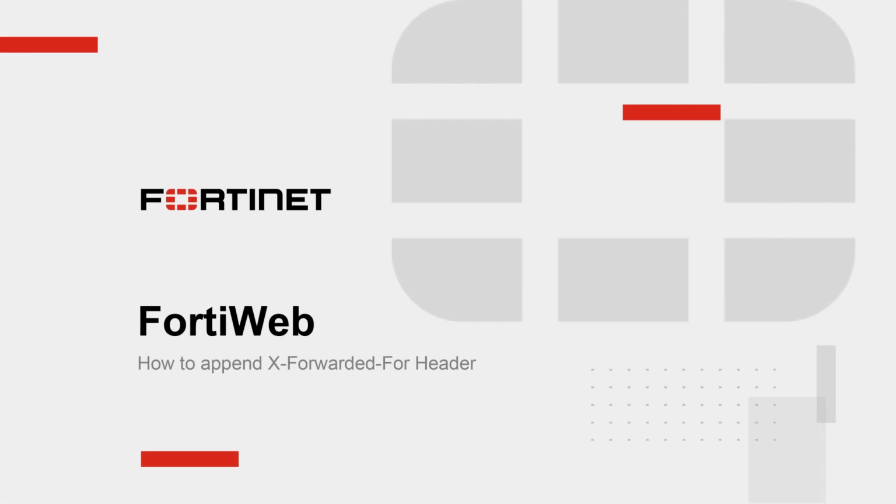In this video, we'll go over the configuration necessary so FortiWeb can append an X-Forwarded-For HTTP header with the real client source IP to every request it forwards to the backend application.